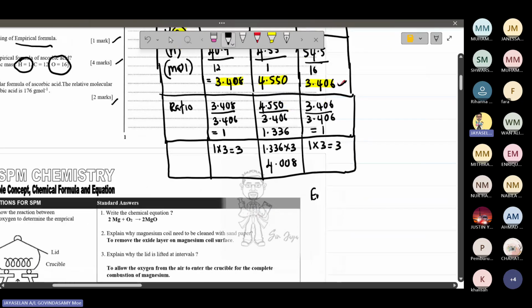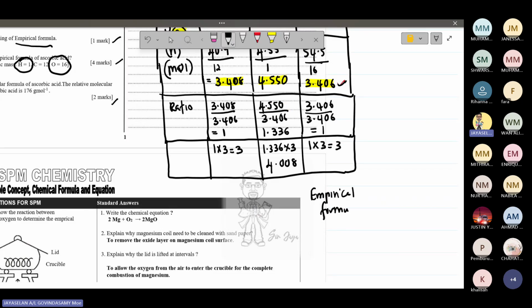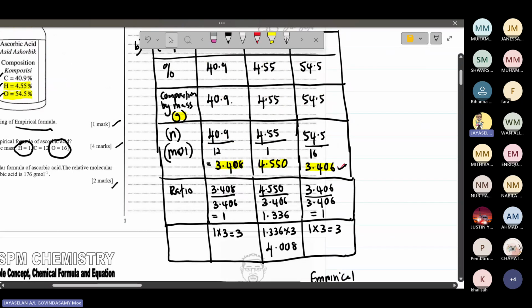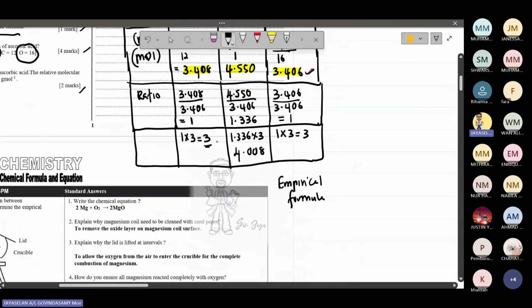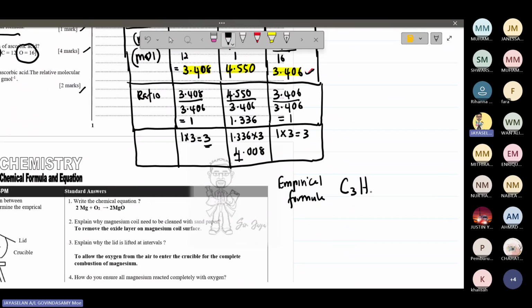So now what do you put? The empirical formula. This is C, right? You look, take C, what is the round value you get? You get 3, right? So you put C3. H, how much do you get? 4, right? O, how much? 3. So you already score the answer. Any question?